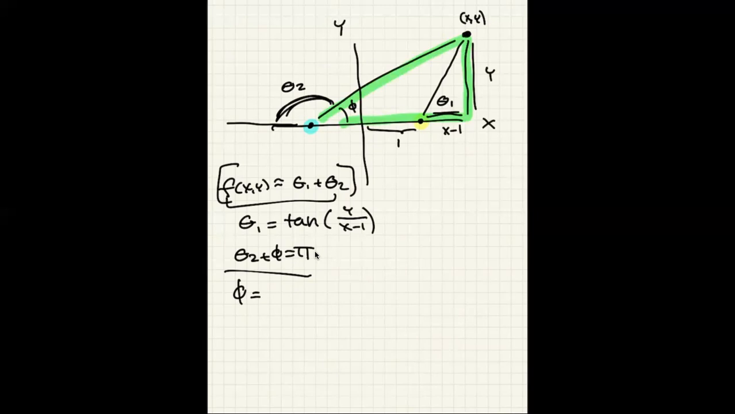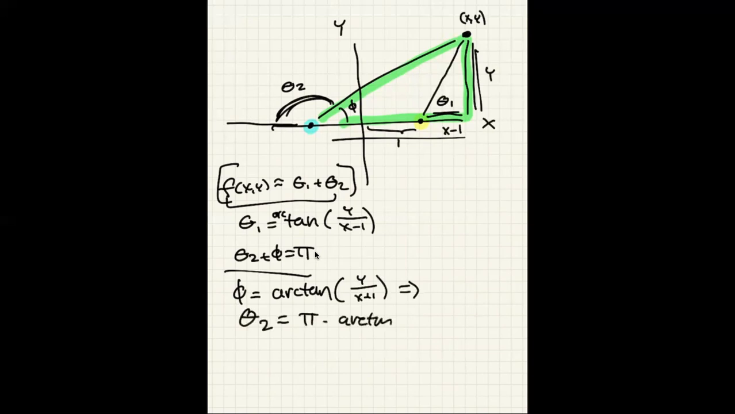And I could say that phi, oops, sorry, everybody, this should be arctan of y over x minus 1. Similarly, phi should be the arctan of rise over run, and my rise is y, and my run is x plus 1. This tells me that theta 2 is pi minus arctan of y over x plus 1.